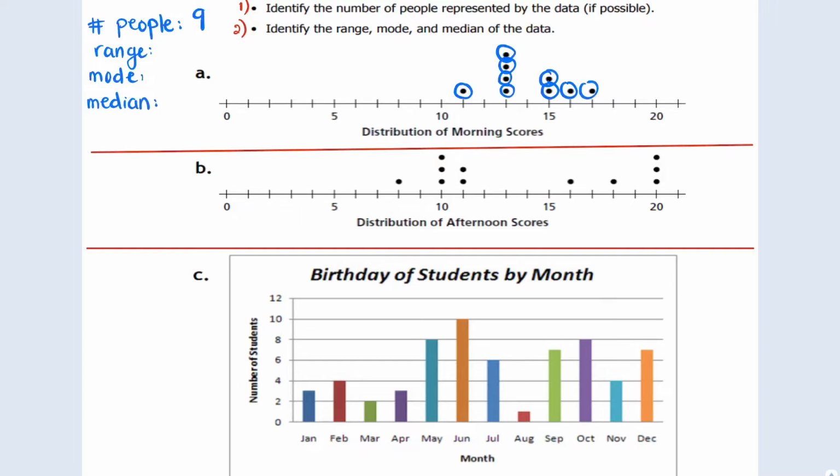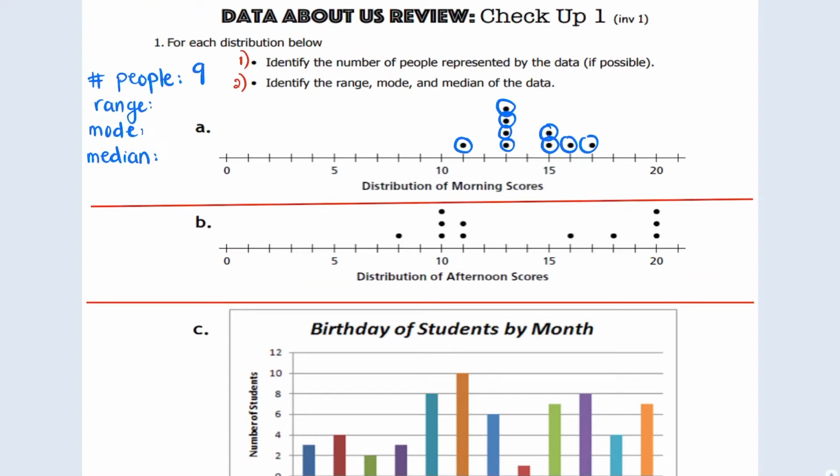Now, the other thing we should do is write out our data set. We need to find the range, the mode, and the median, so writing out your data set should be one of the first things that you do. Each tick mark is increasing by 1. I don't have any at 10, but I do have one 11, no 12s, but I do have 4 13s. So I'm going to write 13, 13, 13, and 13.